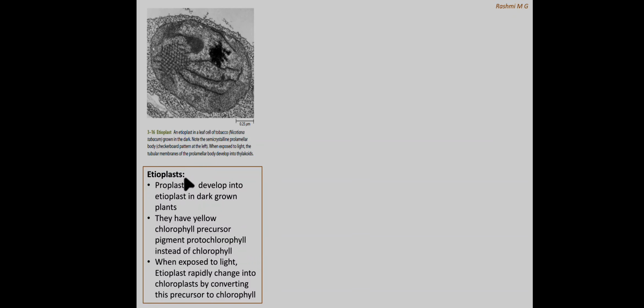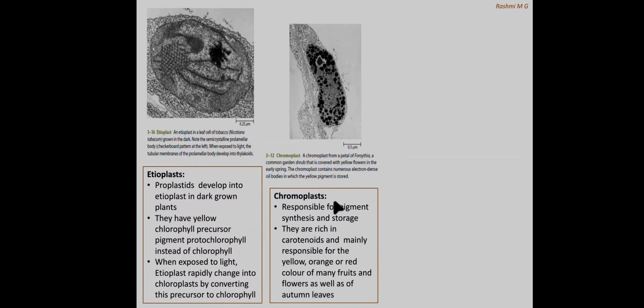The first type of plastid is etioplast, which has been developed from proplastid in dark grown plants. They have the yellow chlorophyll precursor pigment, protochlorophyll, instead of chlorophyll. When exposed to light, etioplasts rapidly change into chloroplast by converting this precursor to chlorophyll. Then is chromoplast, which is responsible for pigment synthesis and storage. They are rich in carotenoids and responsible for the yellow, orange or red color of many fruits and flowers, as well as of autumn leaves.